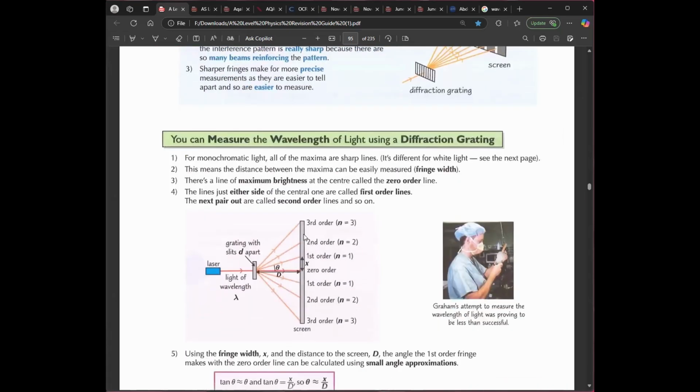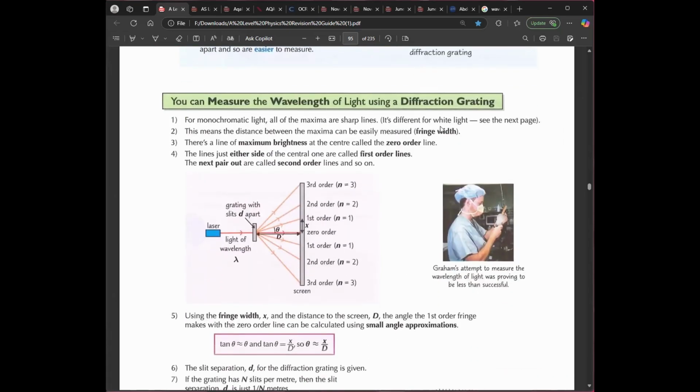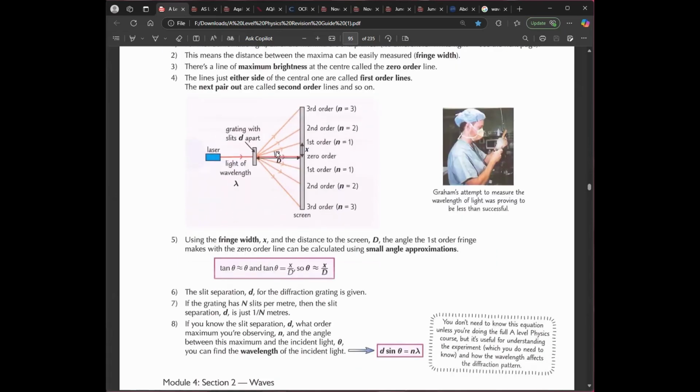Now they are going to use another formula to measure the wavelength using a diffraction grating. In this you again use monochromatic light. The line of maximum brightness at the center we call zero order. Then we have the first order, the next bright fringe on both sides, then the second order, the third bright fringe, and so on. You can use basic trigonometry to find that. So this is x. x is the fringe spacing, as we saw above.